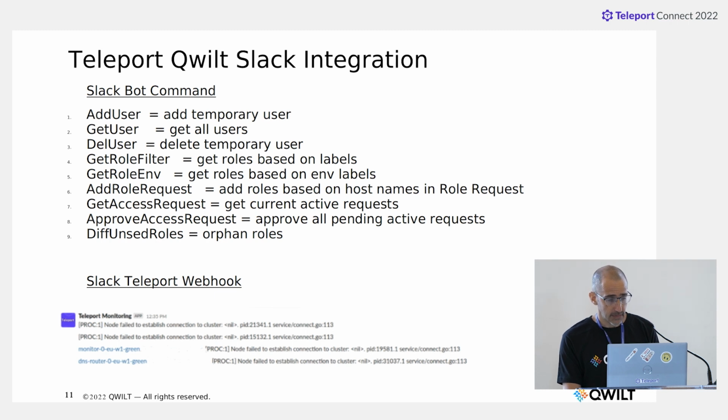This is important. So we have a NOC team, and they will approve access requests for a specific host or a specific number of nodes, and in this way I have released the control of the NOC of this action. If the users would like to understand which roles are found, they can use it. In the bottom there is a Slack Teleport webhook.